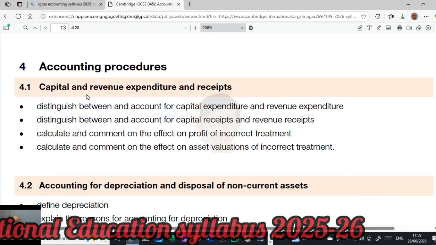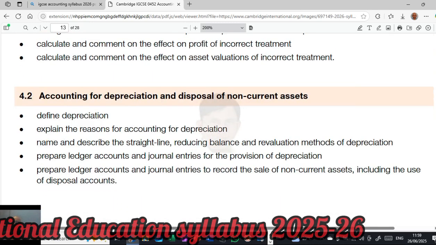Accounting procedures: capital and revenue expenditure and receipts. Distinguish between capital and revenue expenditure and account for them. Distinguish between capital receipts and revenue receipts. So the significance of all these things. Calculate and comment on the effect on profit of incorrect treatment. Calculate and comment on the effect on asset valuation of incorrect treatment. Accounting for depreciation and disposal of non-current assets. Define depreciation.